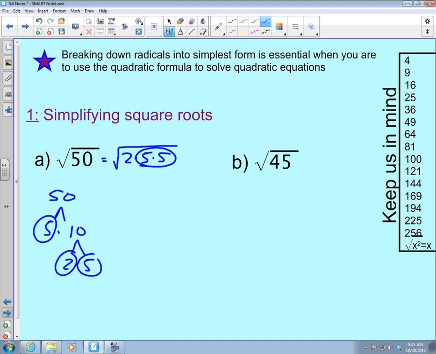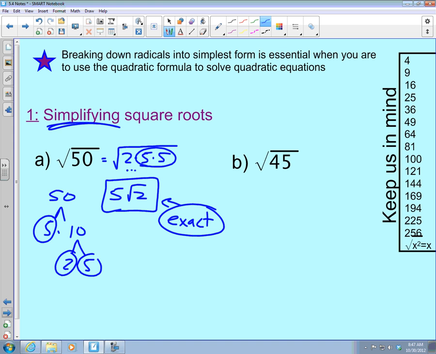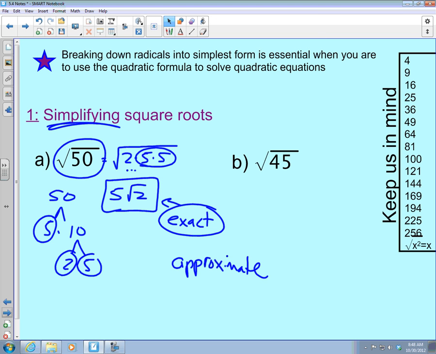So I have 2 factors of 5, so I can pull that out, and it becomes just a 5 on the outside of my square root symbol. Can't pull this out. That stays the square root of 2. So 5 square roots of 2. Now when they say simplifying, this is your exact answer. You also could come up with an approximate answer. And that would be just to plug this into your graphing calculator, or any calculator for that matter.